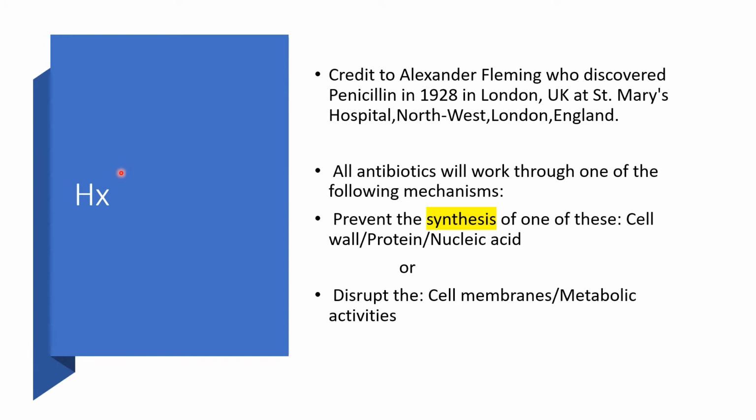Now the full history. Credit should be given to Alexander Fleming, who discovered penicillin in 1928 in London, United Kingdom, specifically at St. Mary's Hospital, Northwest London, England. All antibiotics will work through one of the following mechanisms. Either they are going to work against the synthesis of certain items in the bacteria like the cell wall, protein or nucleic acid, or they are going to disrupt the already formed structures like cell membrane destruction or anti-metabolic activities.